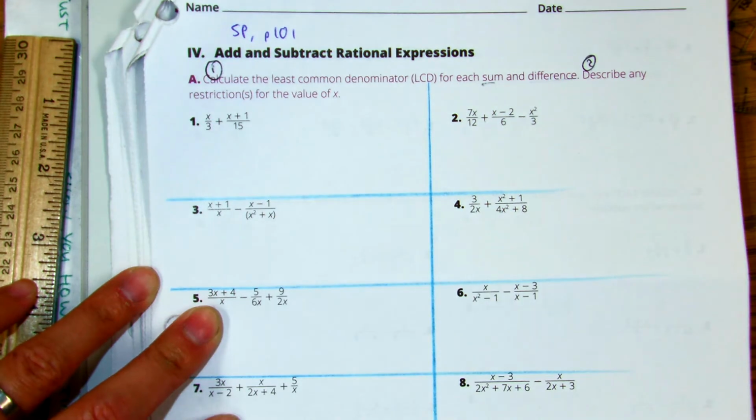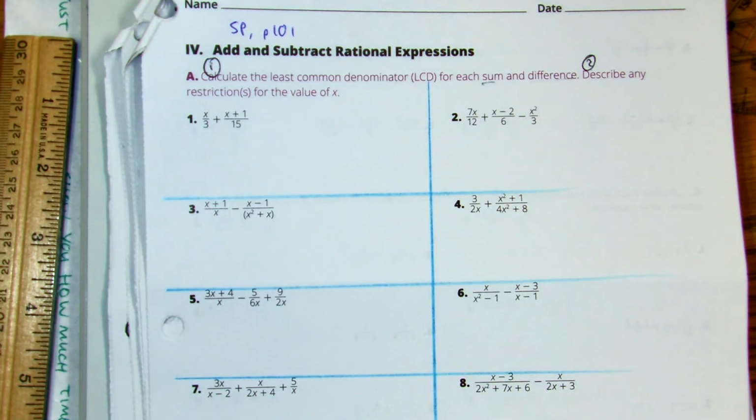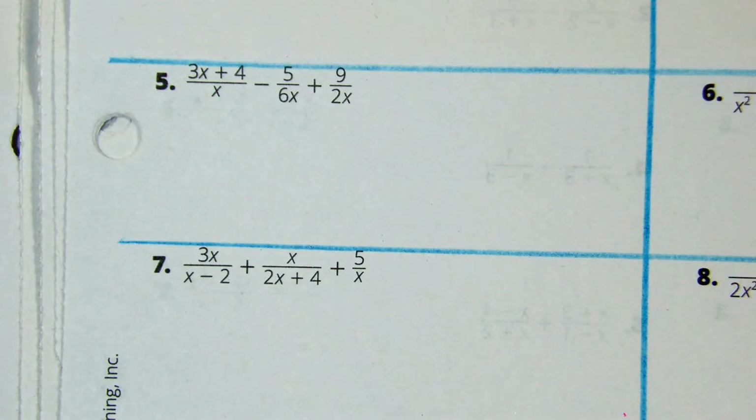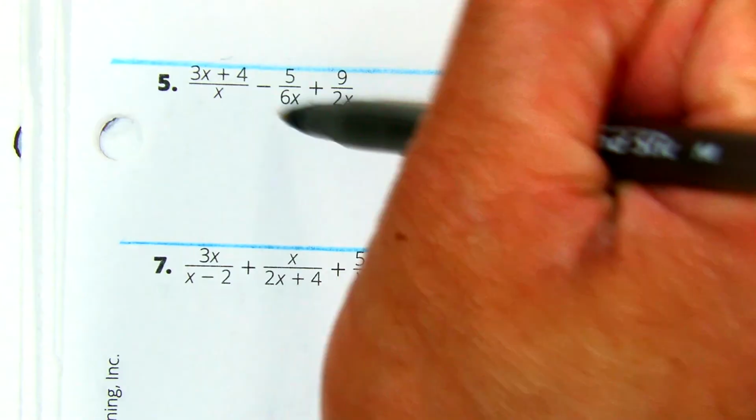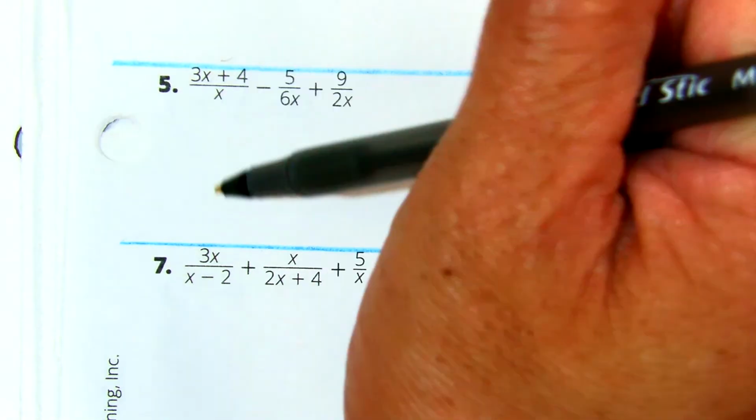Okay? Let's try question number 5. We've been learning about rational functions. Rational functions are just a fancy way of saying fractions. And here I have 3 fractions or 3 expressions. And let's pretend like those are like my kids, right?